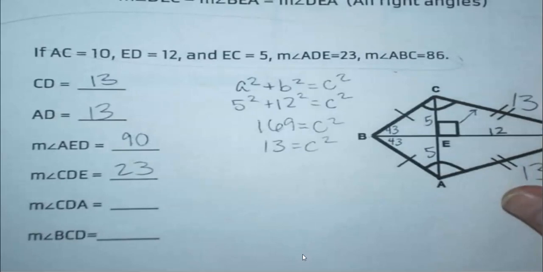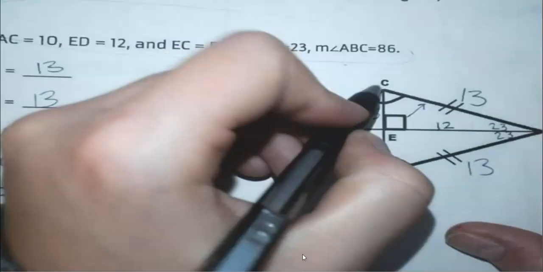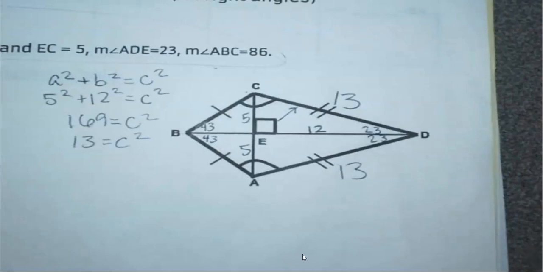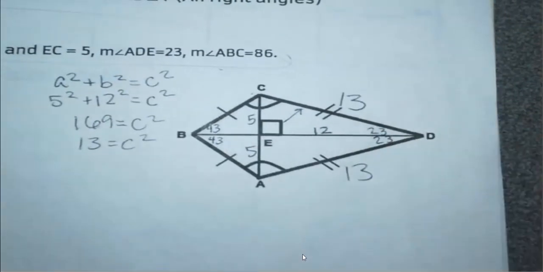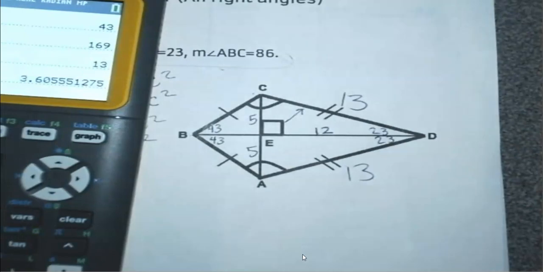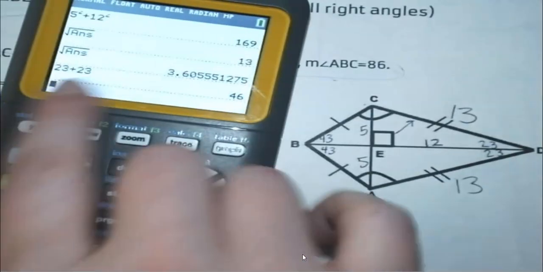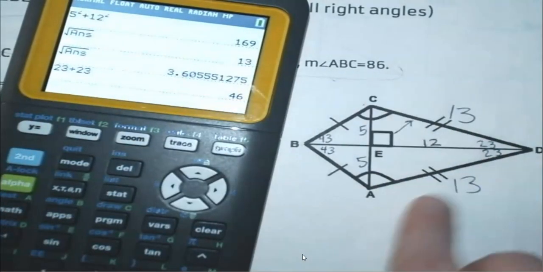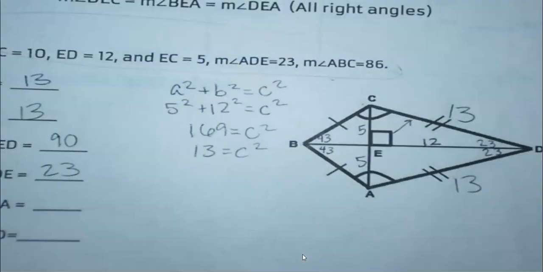All right, and then CDA. So this big angle over here. I've got CDA, and we know that this one's 23 and this one's 23, so we can figure out the whole thing just by adding them together. 23 plus 23 is 46 because it adds them together. C, then D, then A.